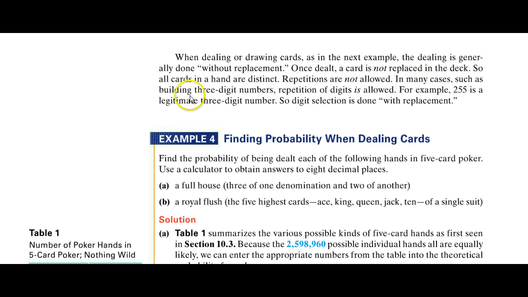In many cases, such as building 3-digit numbers, changing a little here, repetitions of digits is allowed. For instance, 255, the 5s are repeated. This is a legitimate 3-digit number. So digits are done with replacement. And order is not important. So again, we're going to be using some of the stuff as we figure things from previous sections.